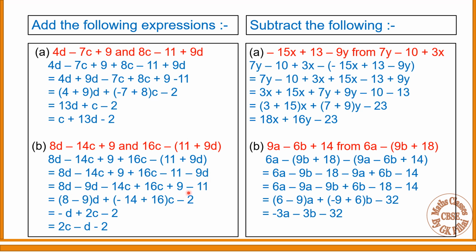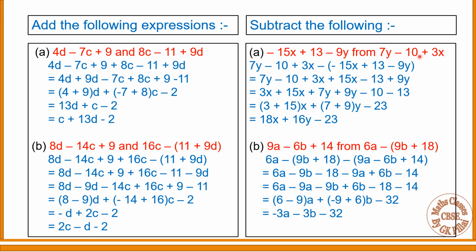Combine the like terms here, and from the two terms we will take d common. From these two terms we will take c common outside. So this will be 8 minus 9d, and this will be within bracket minus 14 plus 16 and c outside, and minus 2. 9 minus 11 is minus 2. Now this will be minus d plus 2c minus 2. We have to write in the proper order. It will be 2c minus d minus 2.